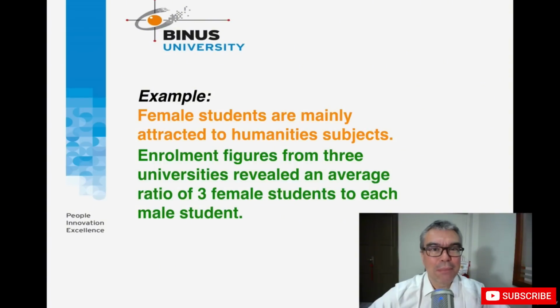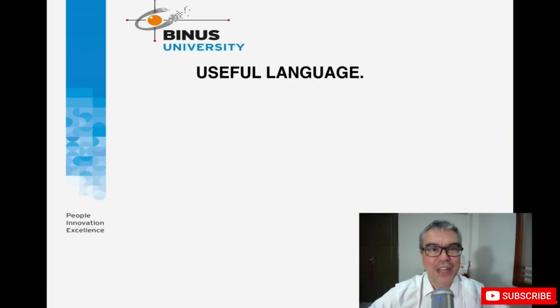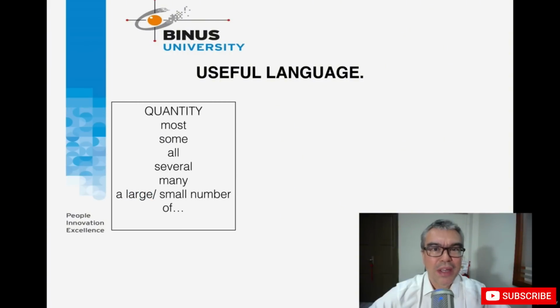Now, let's talk about some of the useful language that you can use when you are generalizing. I would suggest that there are 3 main ways to generalize. The first one is generalizing in terms of quantity. So here we have some useful language to describe quantity. We have most, some, all, several and many, a large or small number of.